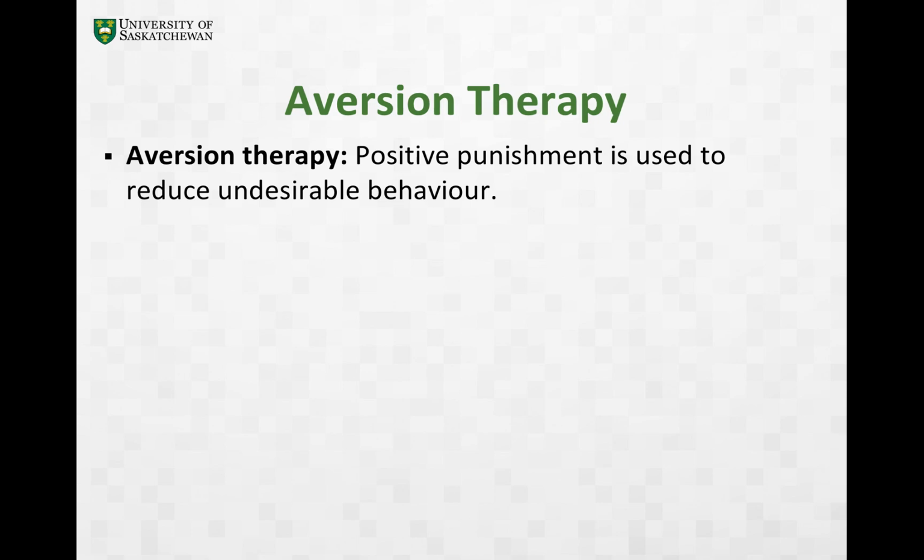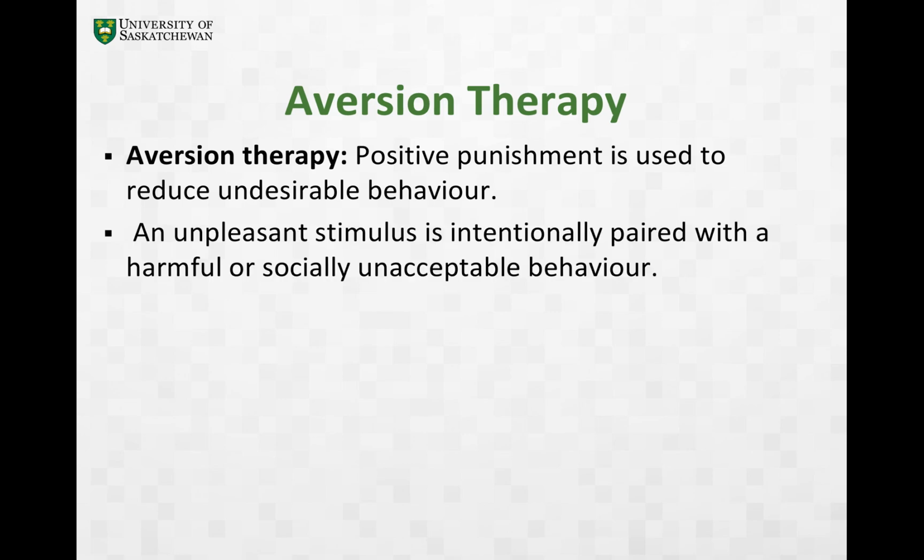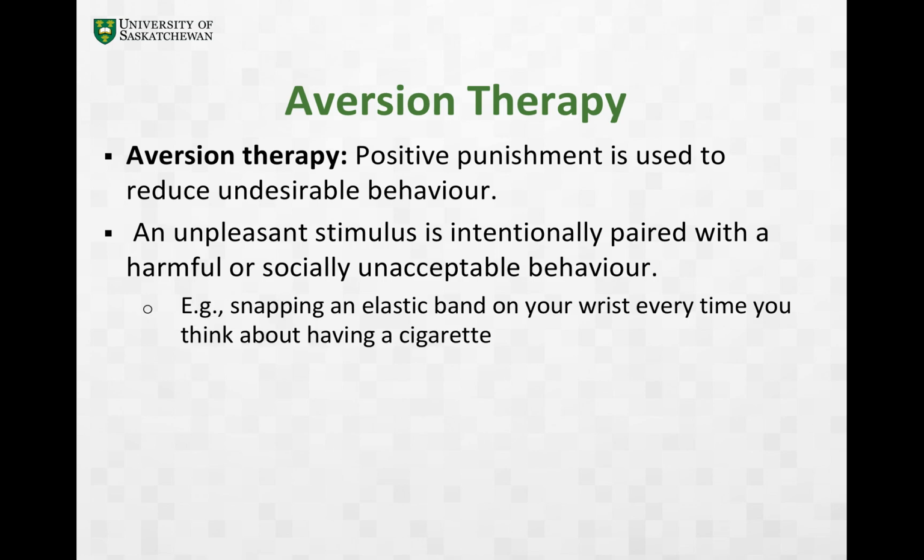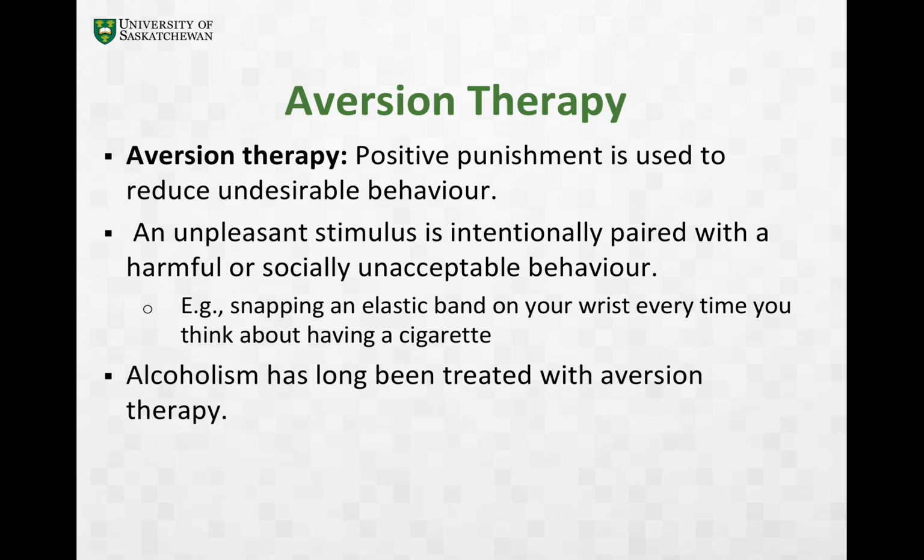Now, another type of therapy that's also based out of behaviorism is what we call aversion therapy. That's when we apply positive punishment to reduce an undesirable behavior. So that's when we're pairing an unpleasant stimulus with a harmful or a socially unacceptable behavior. For example, if you are trying to stop smoking, every time you think about it, boom, you're snapping an elastic band on your wrist. And so you're pairing the thought with an aversive punishment.